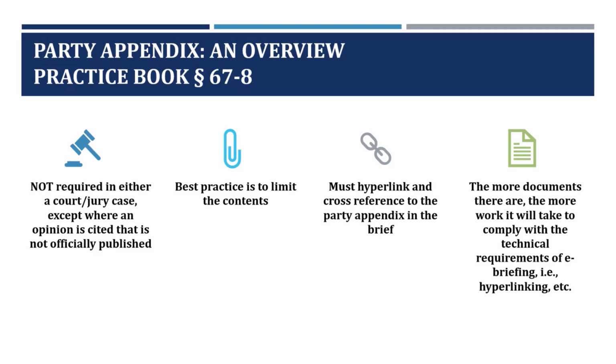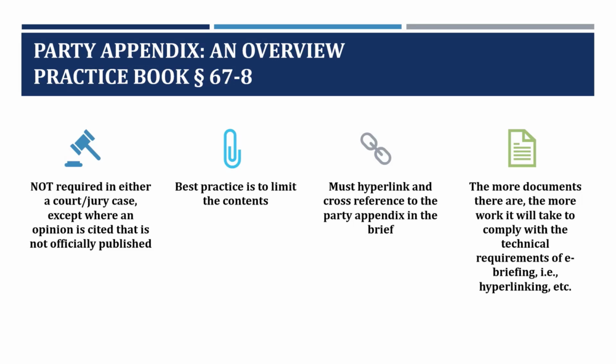The party appendix is addressed in section 67-8 of the revised practice book. These are the rules that were originally published in the July 13th, 2021 Connecticut Law Journal, which can be Googled and found online, since the Connecticut Law Journal is now posted by the Judicial Branch.